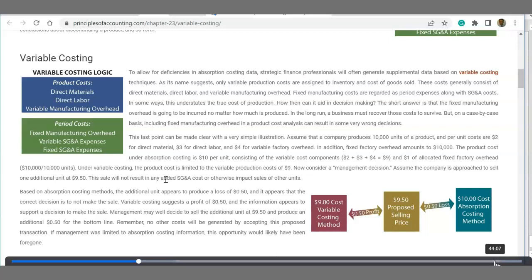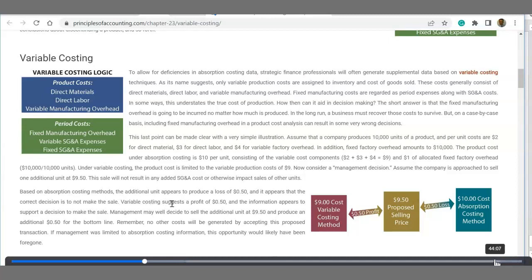This sale will not result in any added selling or administrative costs or otherwise impact sales of other units. So based on the absorption costing method, the additional unit appears to produce a loss of 50 cents. If you think based on absorption, you say, no way, my cost is $10. Why should I sell it for $9.50 if I have such an offer?